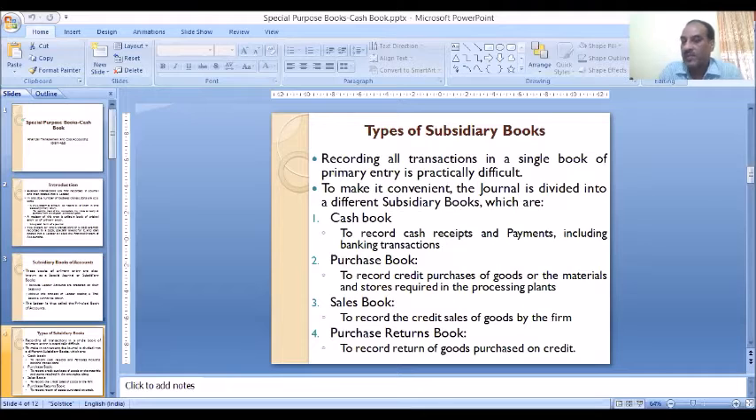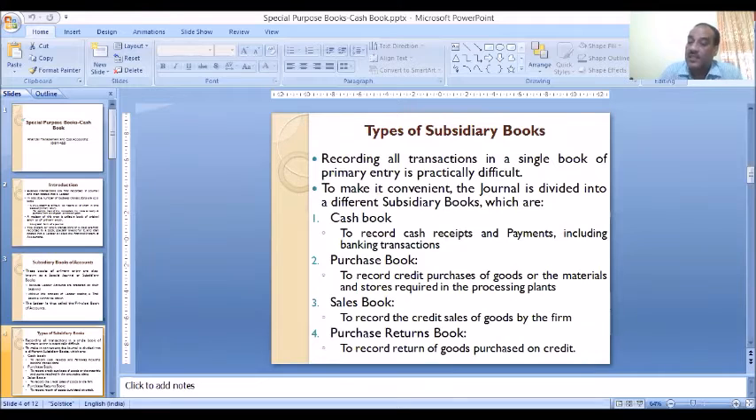Sometimes a firm supplies the goods, and then after the supply, they receive the payment for that. So in between there is a gap, and this kind of supply is considered a credit sale. So all the credit sales by the organization are recorded in the sales book.